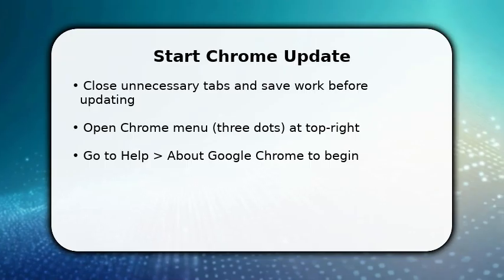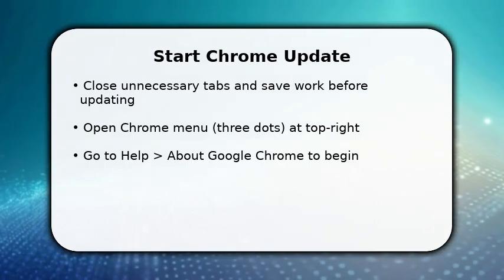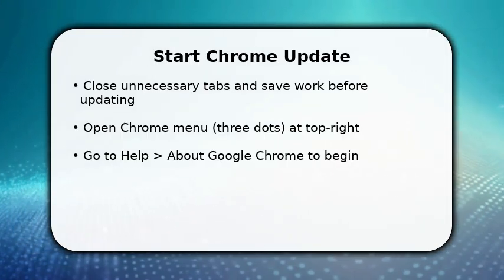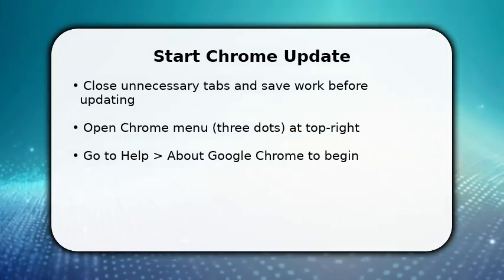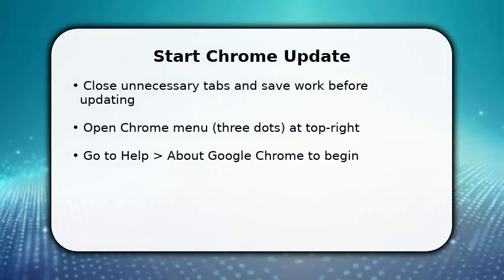Make sure you choose Help, then About Google Chrome. This automatically checks for the latest version. The browser will download updates if available. You'll see progress and version info. Monitoring this confirms the installer is running correctly before moving to the next step.